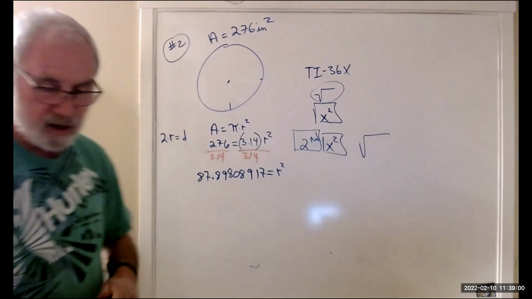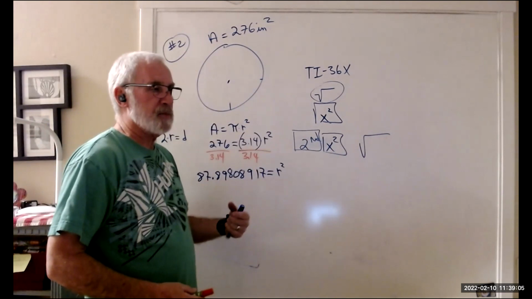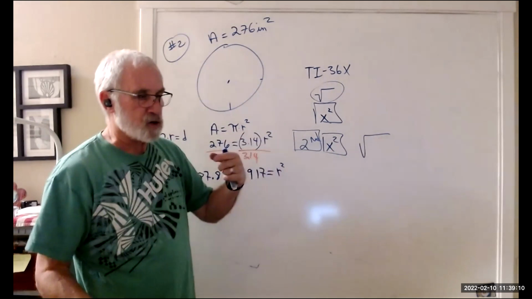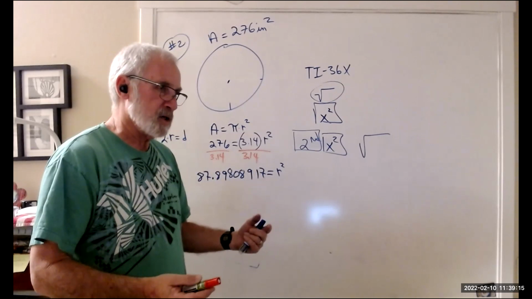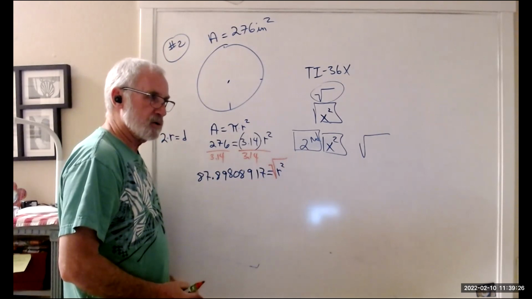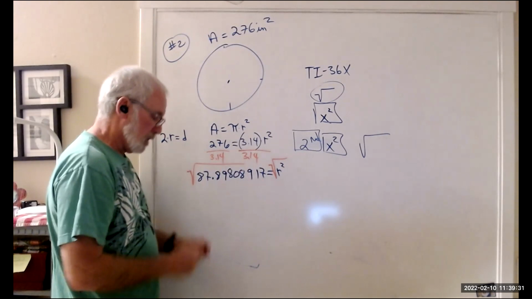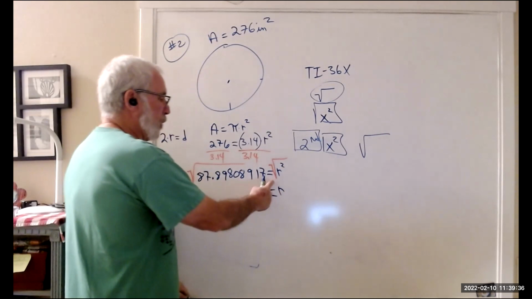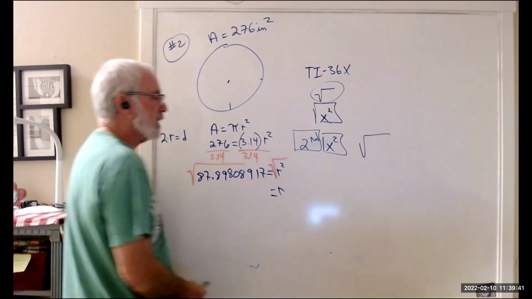Okay, why? Well, everything in math has something that cancels it out. We know that addition and subtraction cancel each other out. We know that multiplication and division cancel each other out. We also know that the square root and the square power cancel each other out. So what you're going to get here is r, because the square root cancels the square power, and then you're going to put that whole ugly thing inside of that.